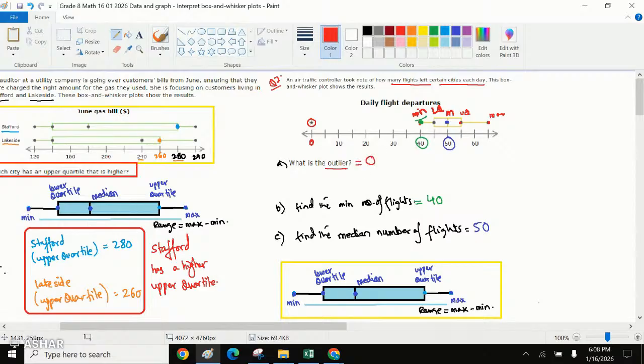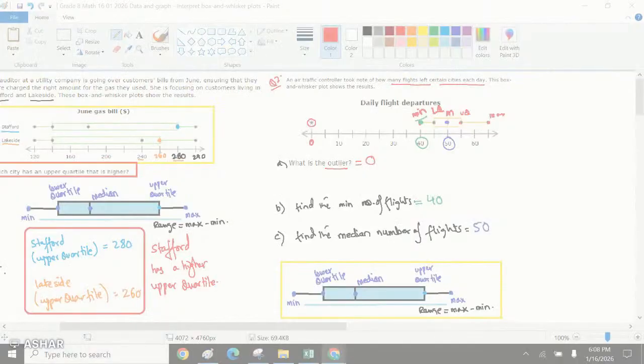Outlier means outside the box and whiskers. Which value lies outside the box and whiskers? The value of the outlier is 0 flights. Do we agree? So we just made some questions, some parts out of it, right? Let's see another one.